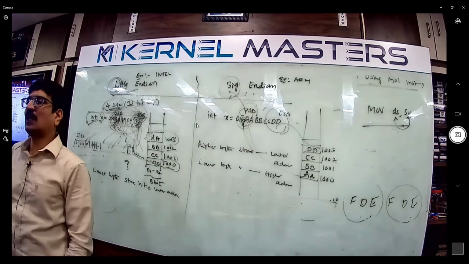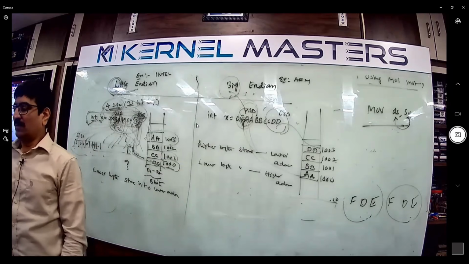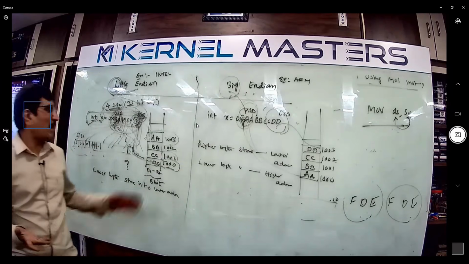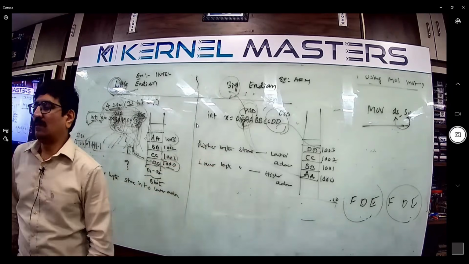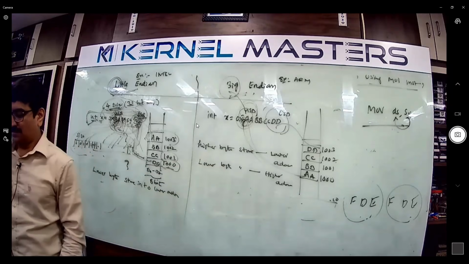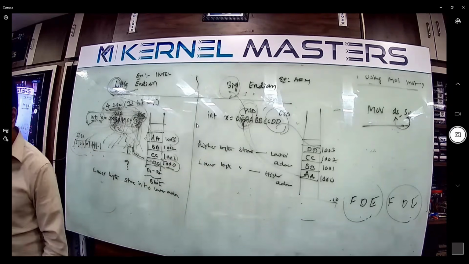How do we change LE to BE or BE to LE? We have some tools available, or we can do it manually. There is a shift operator, and with the help of bitwise operators you can do the shifting. So what is the main purpose of Big Endian? That is my question.